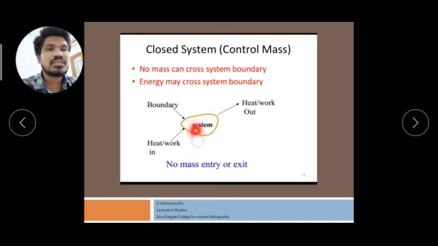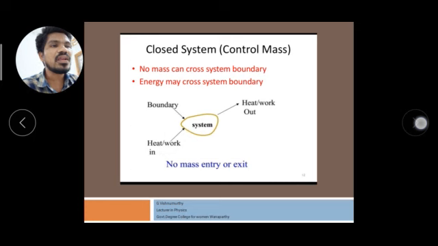This is the closed system. No mass can cross the system boundary, and the energy may cross the system boundary, because when the boundary is transparent, then the energy will transfer from system to surroundings and surroundings to system, but the mass does not change from the system to the surroundings. Here you see the yellow colored line is known as the boundary, and the heat or work goes out from the system, and the heat or work gets into the system. So this is called the closed system.